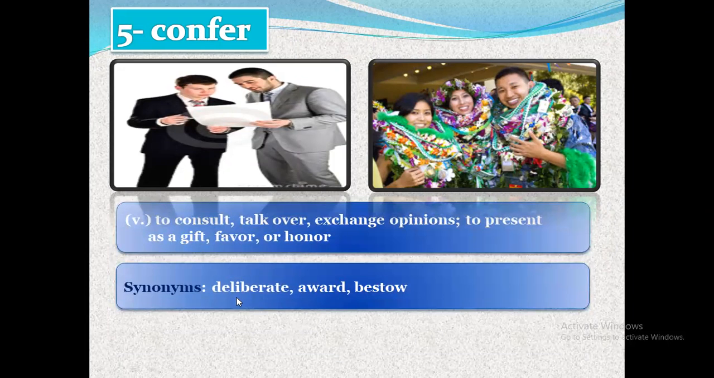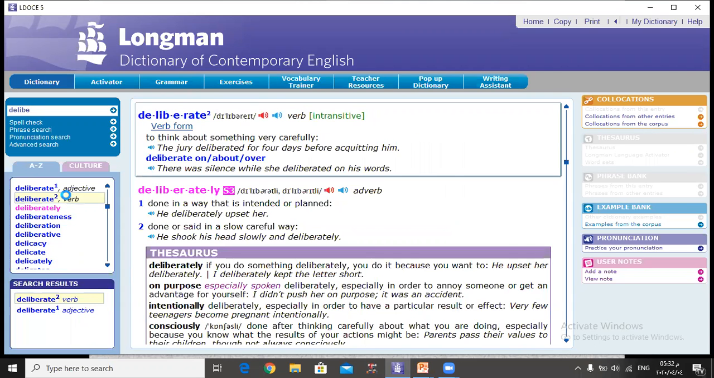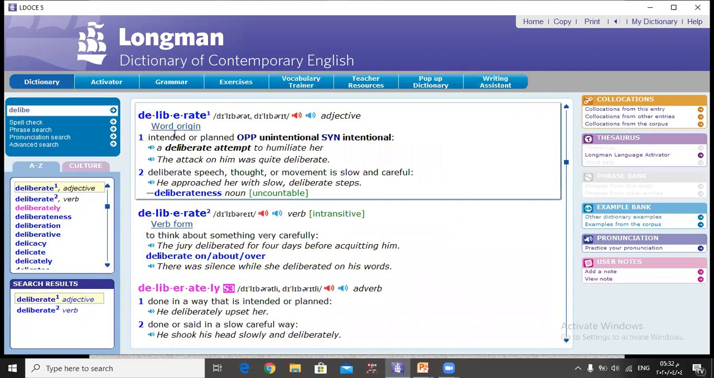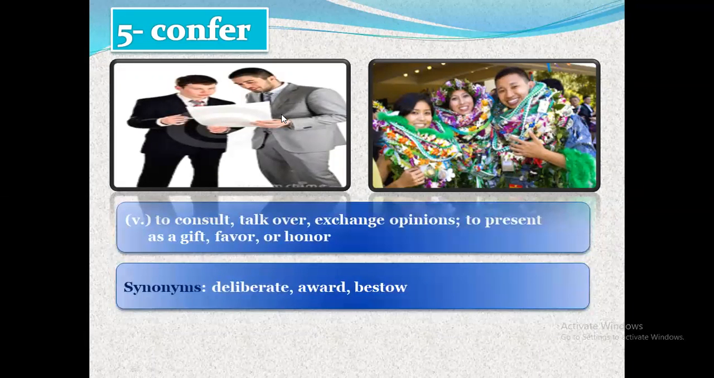So the synonyms are deliberate, and we just make sure that it is the verb, because we have deliberate as an adjective, like intended, and deliberate as a verb. What we are talking about now is the word deliberate as a verb, to think about something very carefully. So it means also to confer. Another word is bestow, also to give someone something, to honor him with something.